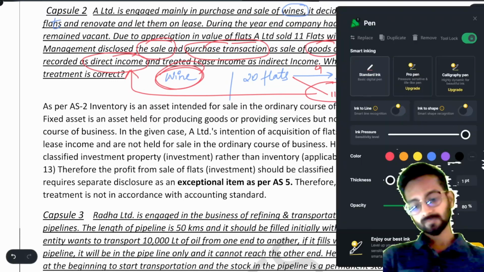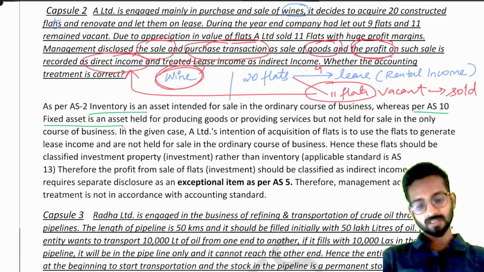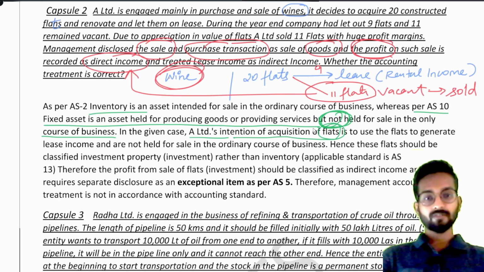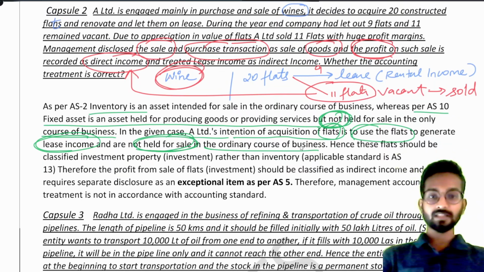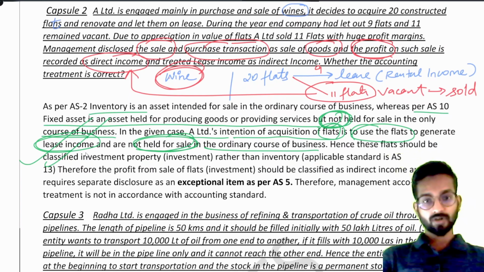Look there. As per AS2, inventory is an asset intended for sale. This is the definition. Whereas as per AS10, fixed asset is an asset held for producing goods or providing service, but not held for sale in the ordinary course of business. Okay, in the given case, A Limited's intention of acquisition of flat is to use the flat to generate lease income. Okay, and are not held for sale in the ordinary course of business. देखो, फ्लैट बनाए थे, फ्लैट कंस्ट्रक्ट किए थे, क्यों? ताकि हम लोग लीज इनकम कमा सके, not for selling that flats.